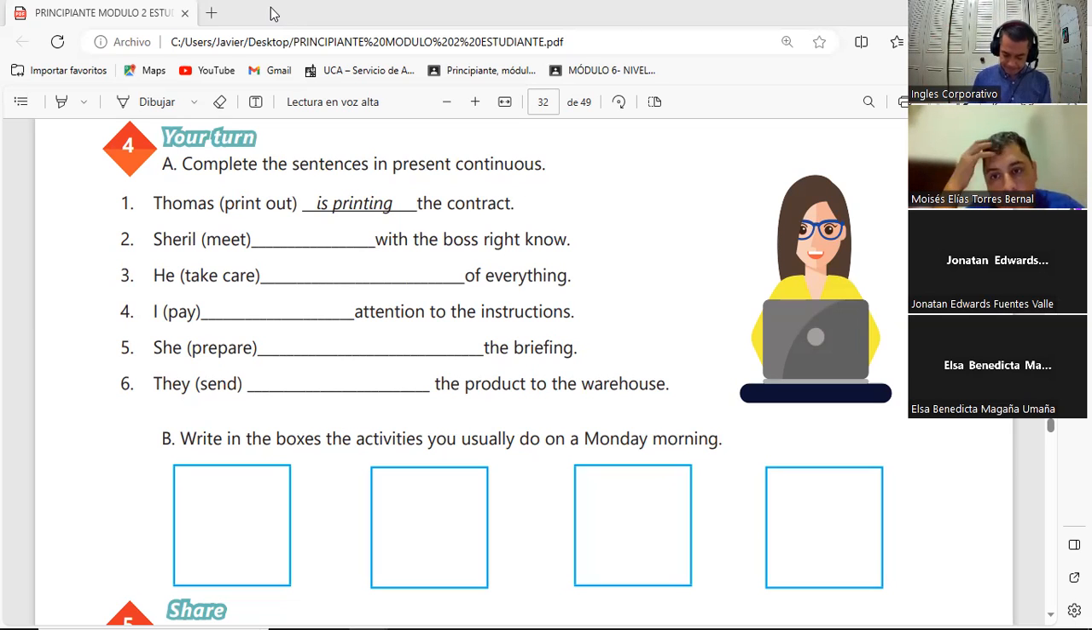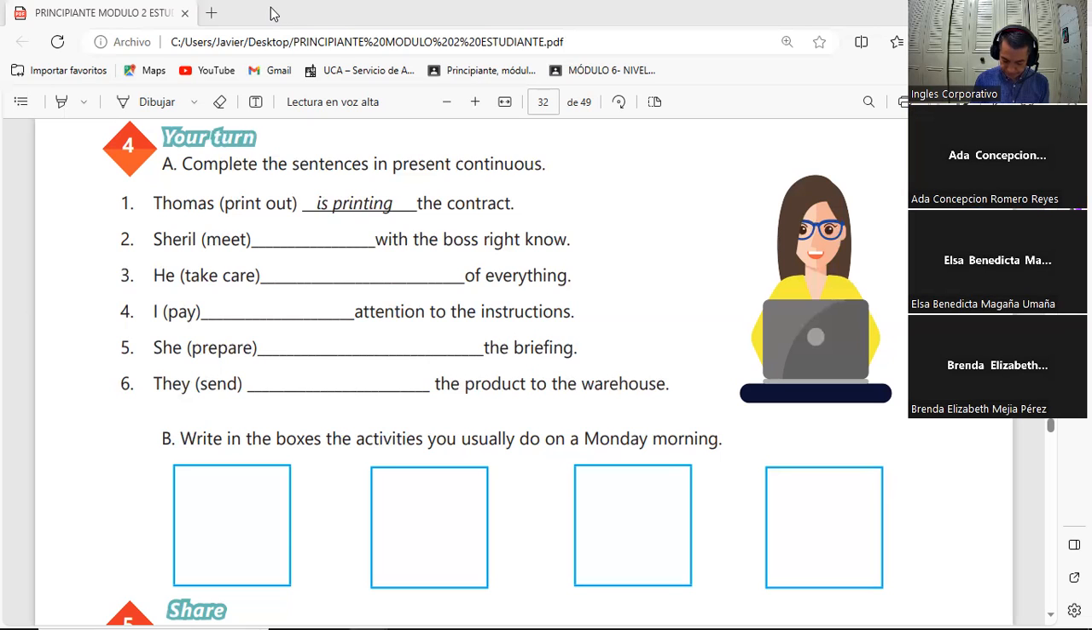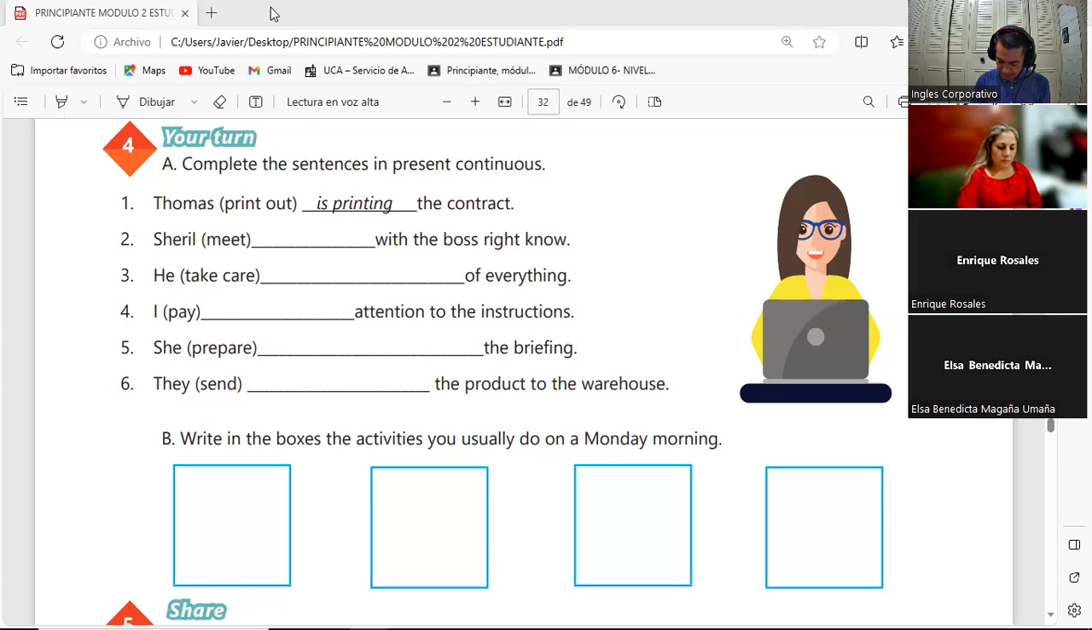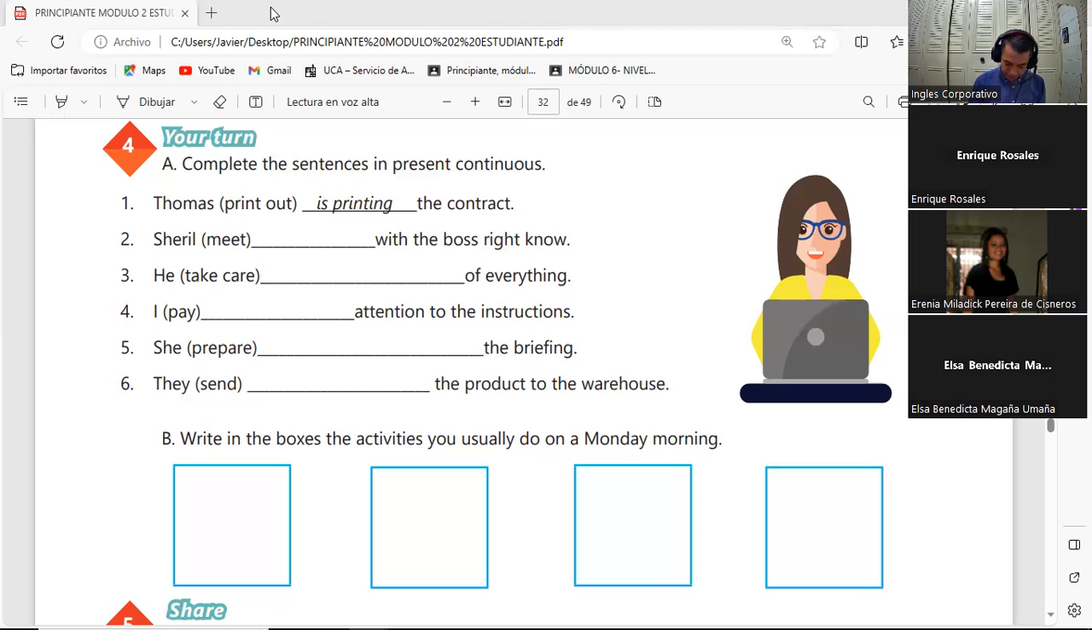So, Ada. Present. Brenda Lee. Present. Brenda. Present. Carlos. Francisco. Delia. Present, teacher. Elsa. Present. Enrique. Present. Good. Can you participate, Enrique? ¿Ya puede participar, Enrique? Yes. Okay, good. Very good. Thank you. Ya le vamos a asignar una de estas oraciones. Okay. Now, Erenia. Present. Thank you. Evelyn.